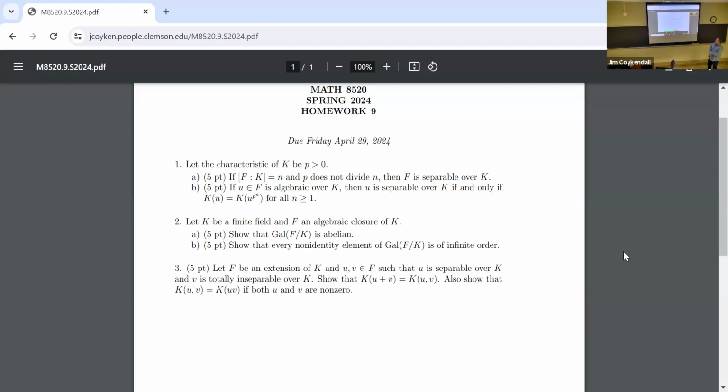And in number 3, let F be an extension of K and u, v be elements of F such that u is separable over K and v is totally inseparable over K. Show that K adjoined with u plus v is the same thing as K adjoined with u comma v. So you can just use u plus v to get that sort of double extension, if you will. And also show that K(u,v) is equal to K adjoined with u times v if both u and v are not 0.